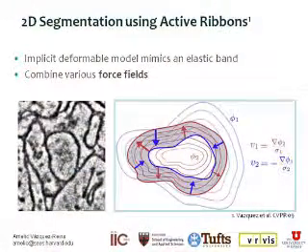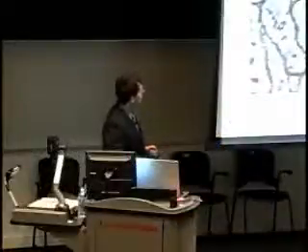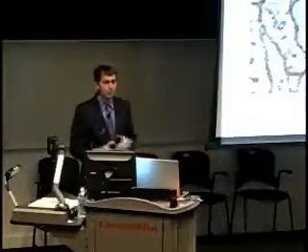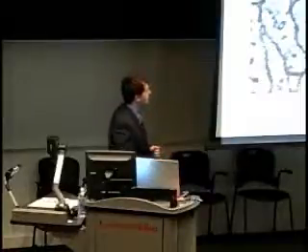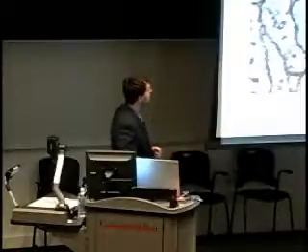So the question is, how do we do the 2D segmentation and how do we do the tracking? So for the 2D segmentation, we have a technique that we call active ribbons, which are essentially deformable models that can mimic the behavior of an elastic band. And here's a video of how this works. These deformable ribbons are essentially deformable models that can change their geometry and their topology until they can capture the desired boundaries. I'll play the demo again.